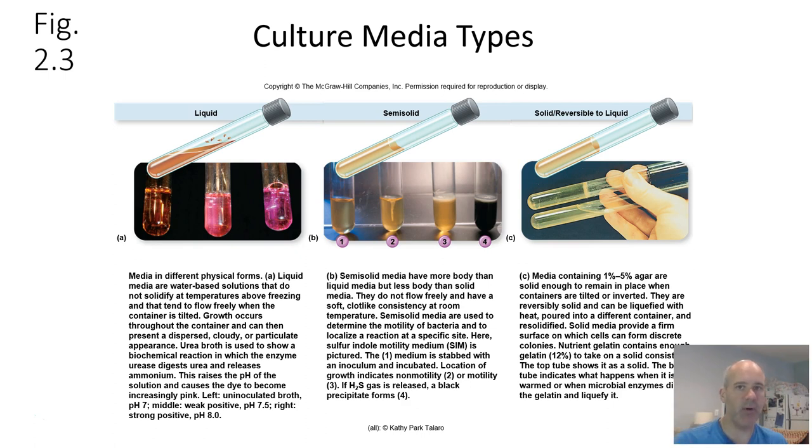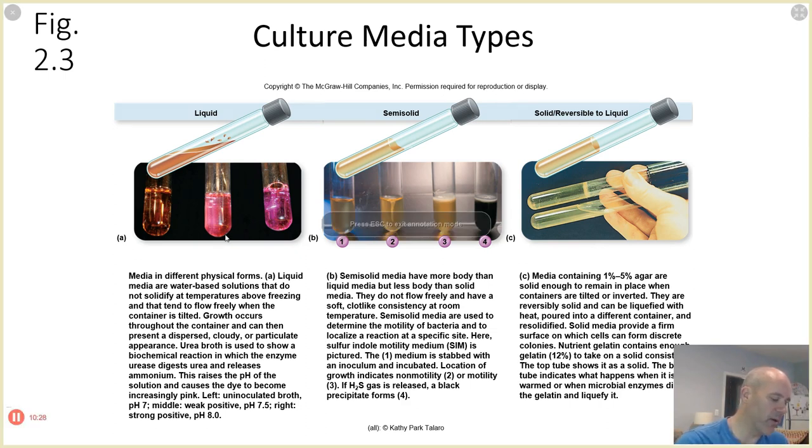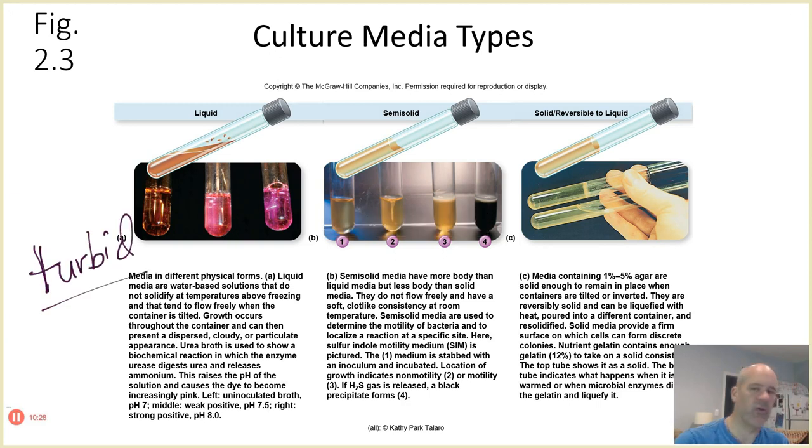You incubate them at the proper temperature. They're going to multiply and grow to very large numbers. It usually causes the broth to turn cloudy, and another term for that is turbid. So if you take a sample of bacteria in a lab and put it into a broth culture medium and you incubate it and you come back later and it looks cloudy, that lets you know that the organism actually grew in that broth culture medium.